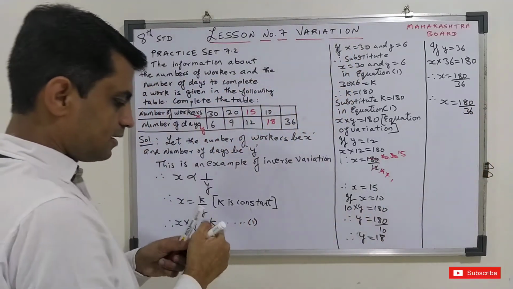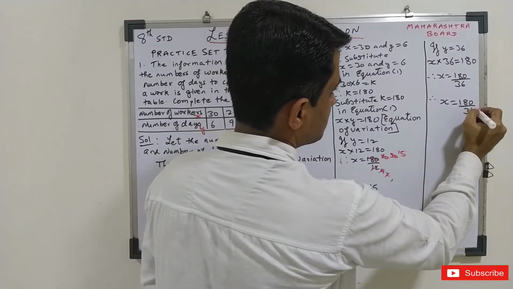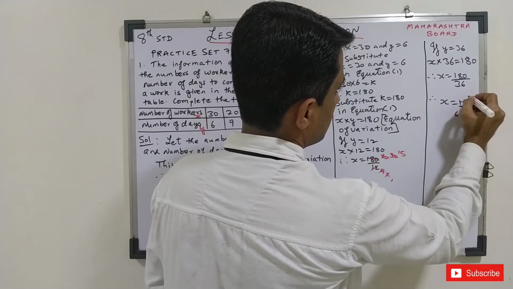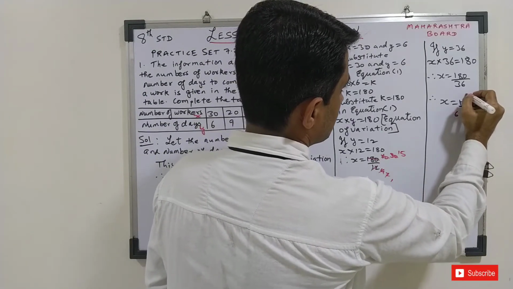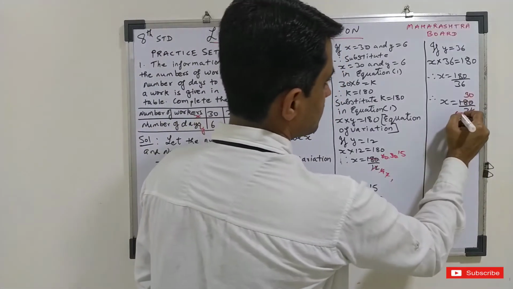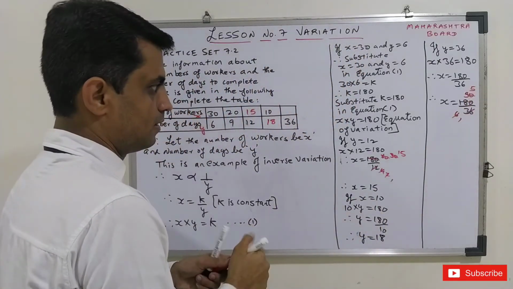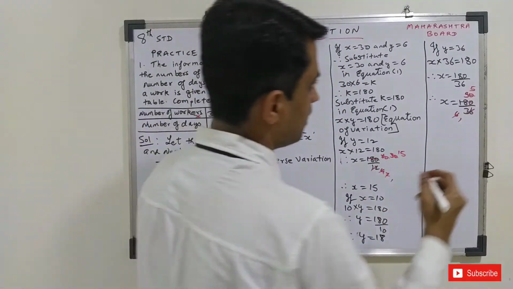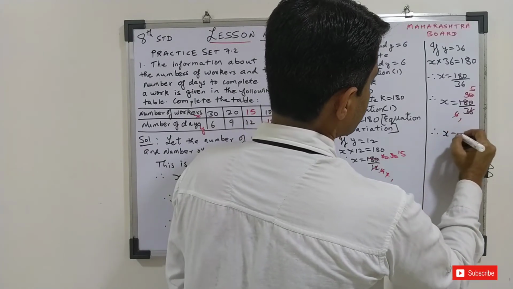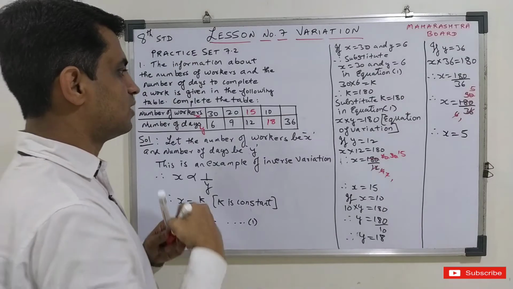Let us try with 6. 6 6s are 36. 6 3s are 18. Yes. Then again 6 1s are 6. 6 5s are 30. So what is our answer? X is equal to 5. So here I am writing x is equal to 5.